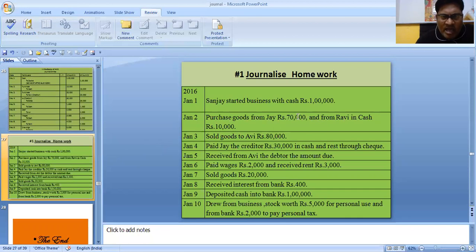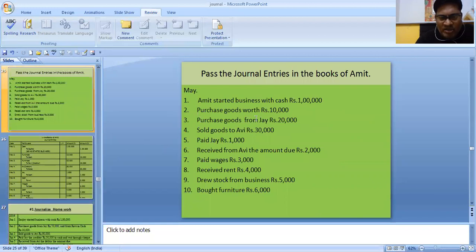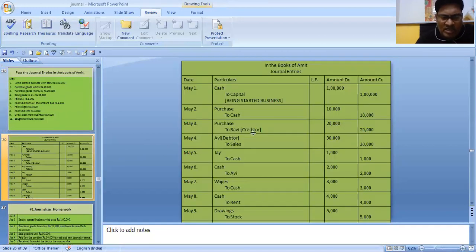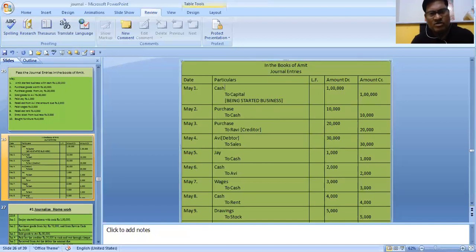From Jay, this is homework, a compound entry in the homework. This is purchase of goods worth rupees 10,000. Now purchase of goods worth rupees 10,000 is purchase to cash, because the accounts involved are purchase and cash. Purchase means it's an expense, that's why debit, and cash is going out from the business, that's why credit. So see, in the first case we had this one debit, and in the second case purchase is debit.